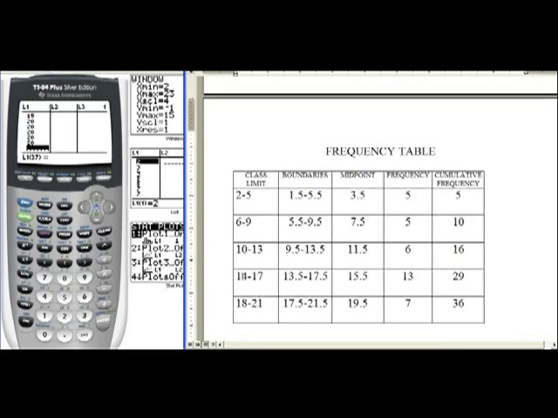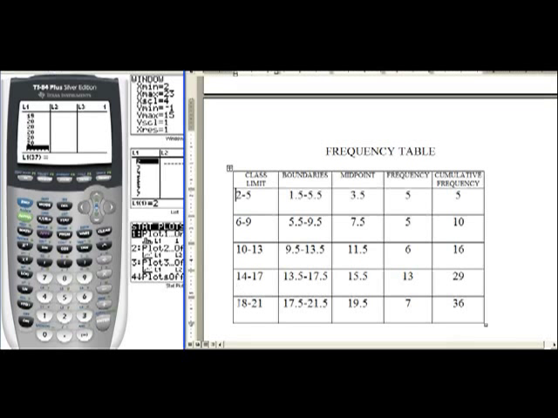Now, I pre-entered the frequency table, but I'll explain how I did that. The first column is going to be the class limit. On the left, the lower class limit, I put the minimum value, and my class width was 4. So what I do, I add 4. 2 plus 4, that's 6. That's going to be the lower class limit in this row. 6 plus 4, 10. 10 plus 4, 14.